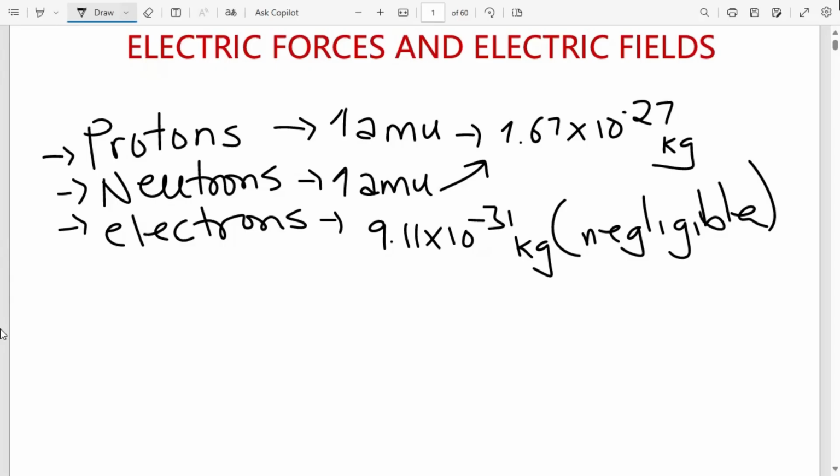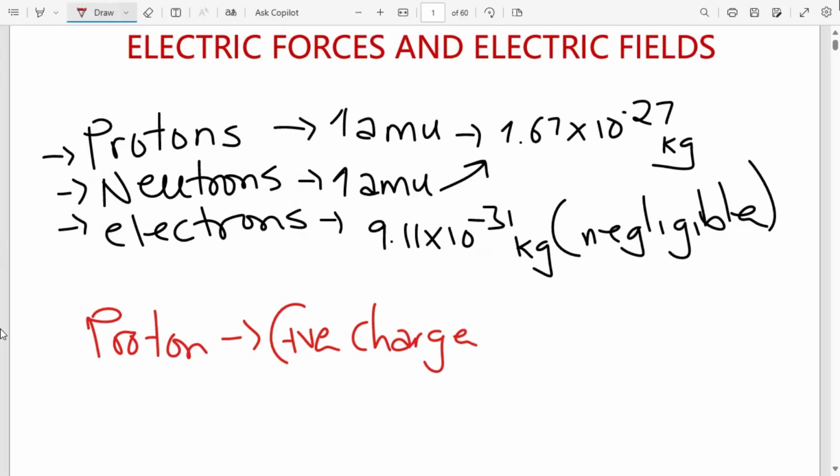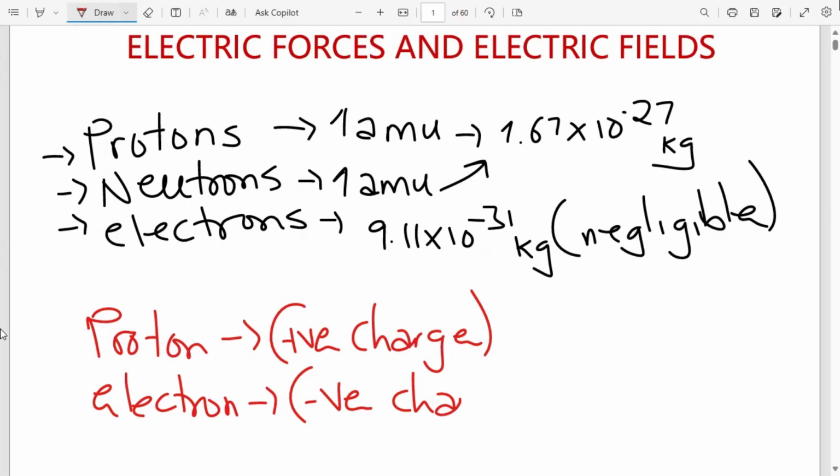So we also talked about the protons and the electrons having charges. We said the neutron is neutral. It doesn't carry a charge, but when it comes to protons and electrons, they carry charges. So a proton carries what we call a positive charge, whilst an electron, which is located in the electron shells, carries what we call a negative charge. And as usual, the neutron in this case is just neutral. It doesn't carry any charge.